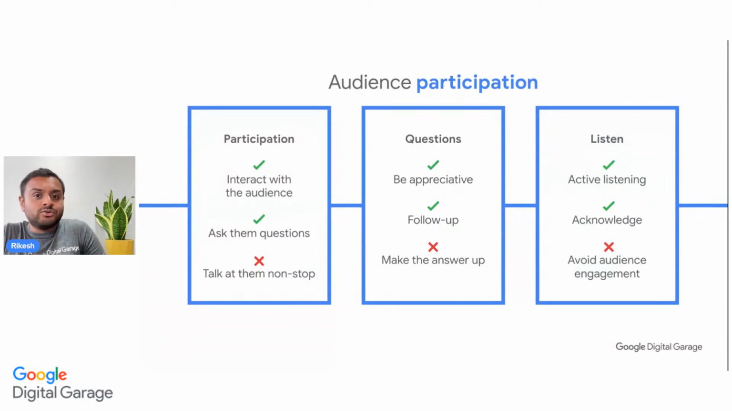So don't talk to your audience non-stop, but also be appreciative when questions come through. Follow up on questions. Don't make the answer up. That's the surefire and quickest way to lose trust with an audience, is to make something up, because the chances are there's probably somebody else in the audience who actually knows the correct answer, and they might just think, that wasn't a good move by that presenter to make something up on the spot. So if in doubt, just say, look, I don't know the answer. Let me go and find out for you.